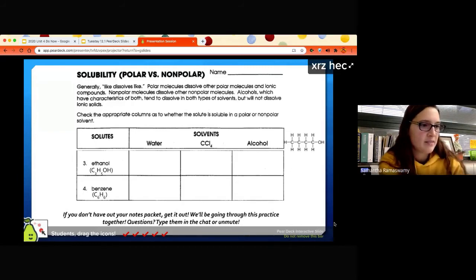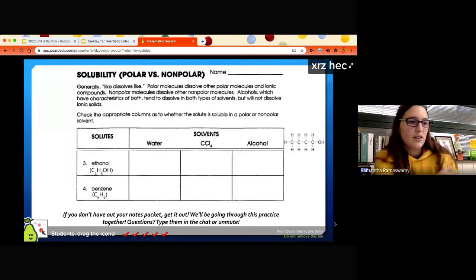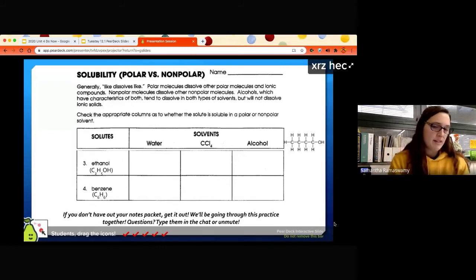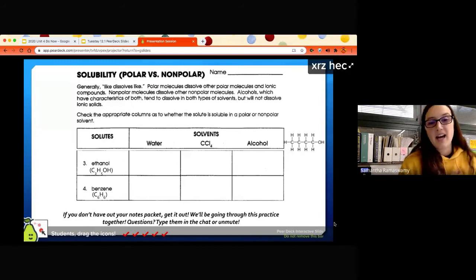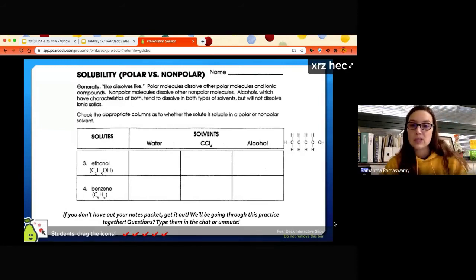Mara looks good. Yeah, so remember that ethanol, right? Ethanol is an alcohol. Alcohols exhibit both polar and nonpolar characteristics, which means that alcohols like ethanol will dissolve in both polar and nonpolar solvents and other alcohols. So ethanol should have a check mark under each solvent. Ethanol will actually dissolve in all 3 because it has similar properties to all 3.